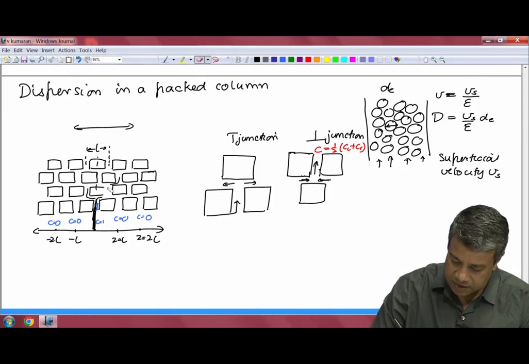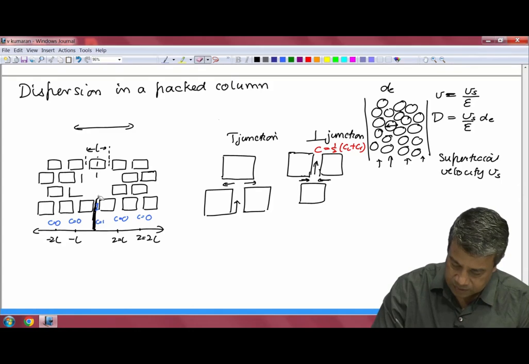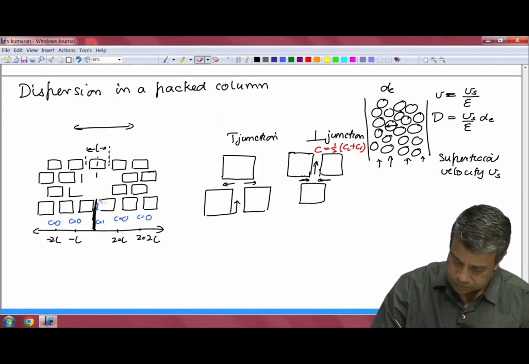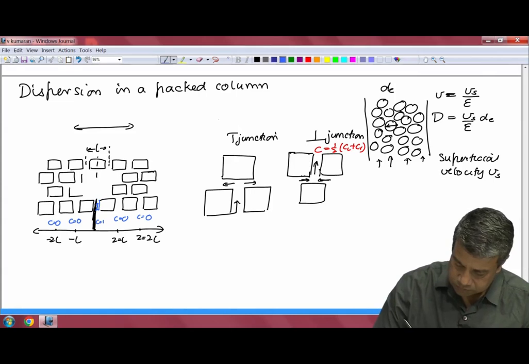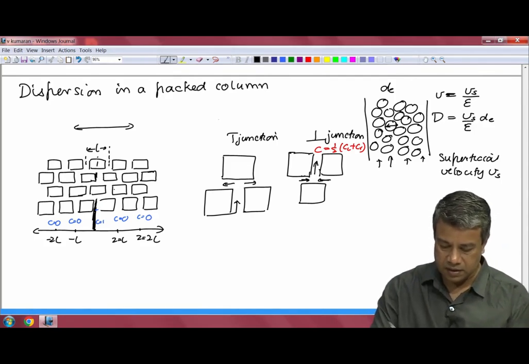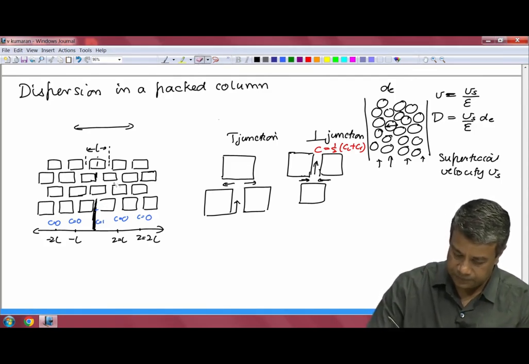So, after the first time that it splits and rejoins, you can easily see that the concentration is 1 here.